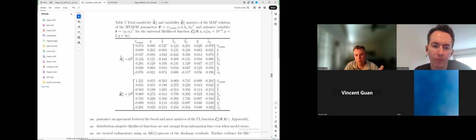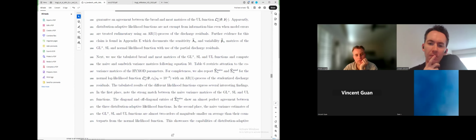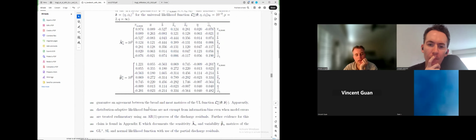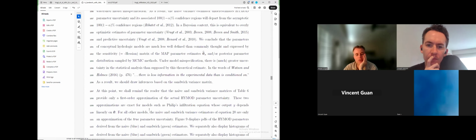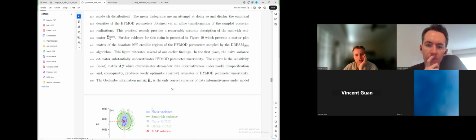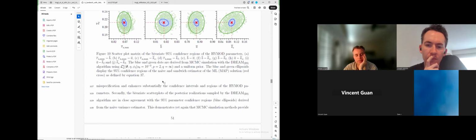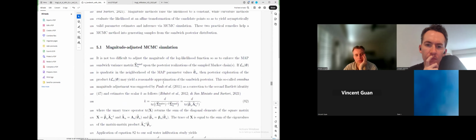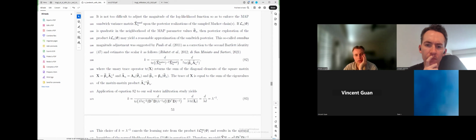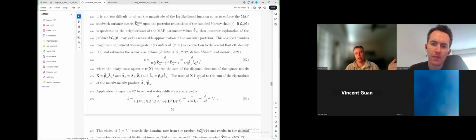Once you have your A and your B, you can compute that K value, which is just, I think I write it out here. It's the number of parameters you're estimating divided by the trace of beta times the inverse of A. That's your K value. So if beta and A are the same thing, K is 1.